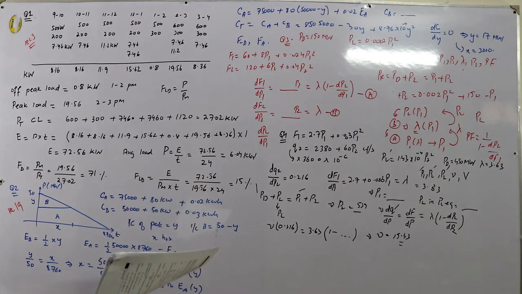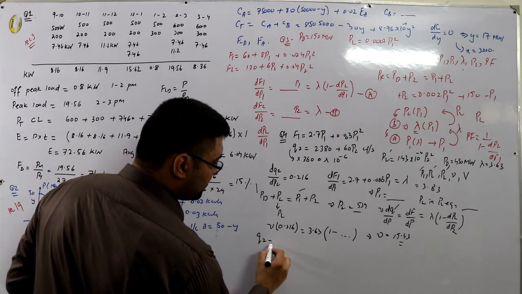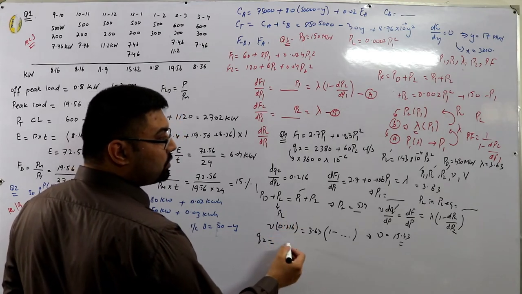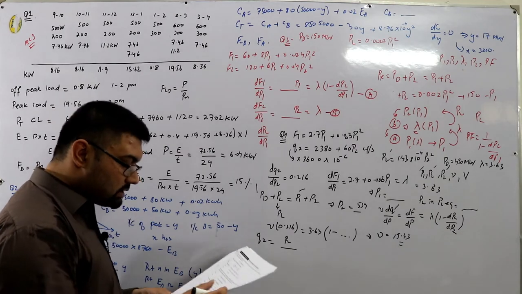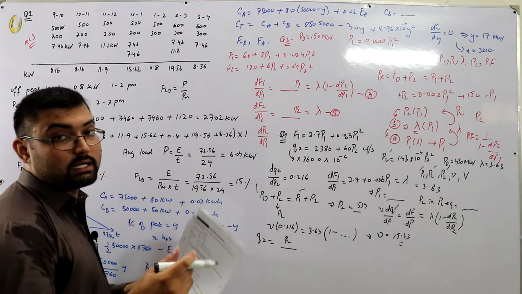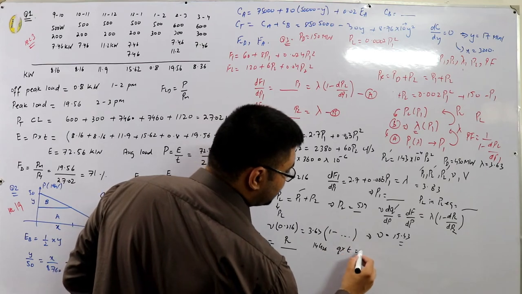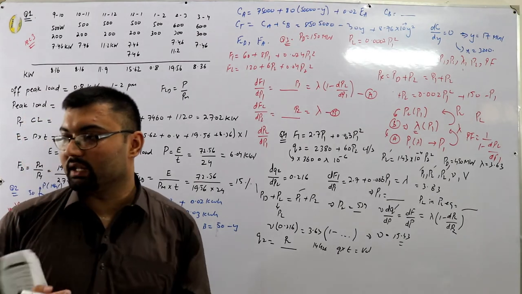Now for the volume required, what you do is put the value of P2 in the formula of Q2, so you will get the discharge. You multiply it by the time. The time given is 14 hours. So Q multiplied by T would give you the volume, and that is it.